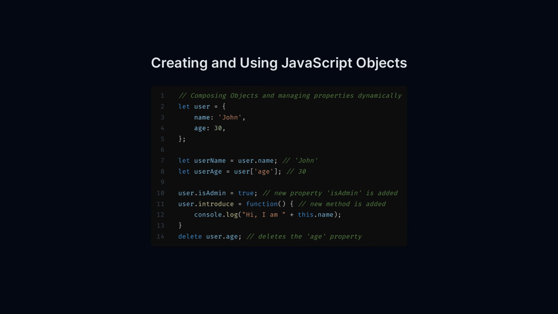With the knowledge of JavaScript objects, properties, and methods under our belt, we can now delve into creating and using our own JavaScript objects. In this hands-on experience, we'll learn to manage these properties dynamically, a unique feature of JavaScript that distinguishes it from several other programming languages. On the slide, you can see an object user with properties name and age. Accessing these properties is straightforward using either dot or bracket notation. But that's not all. We also dynamically add a new property, isAdmin, and a new method is introduced to our user object. Dynamic, right? We can even remove any property from the object, as we do with the age property here.